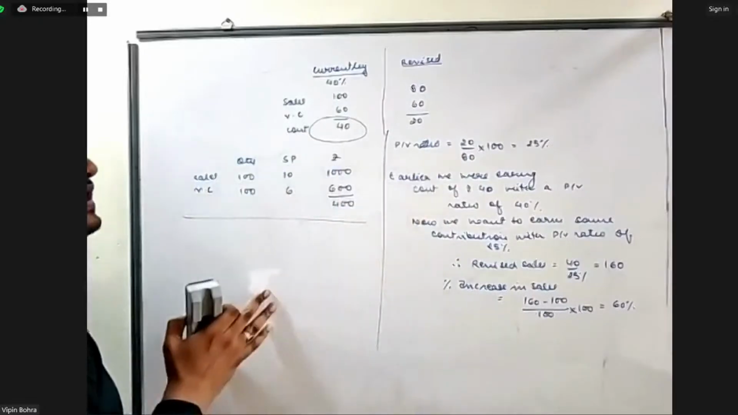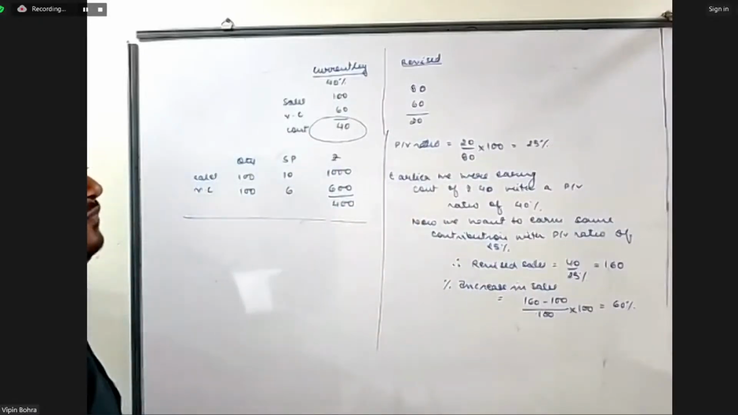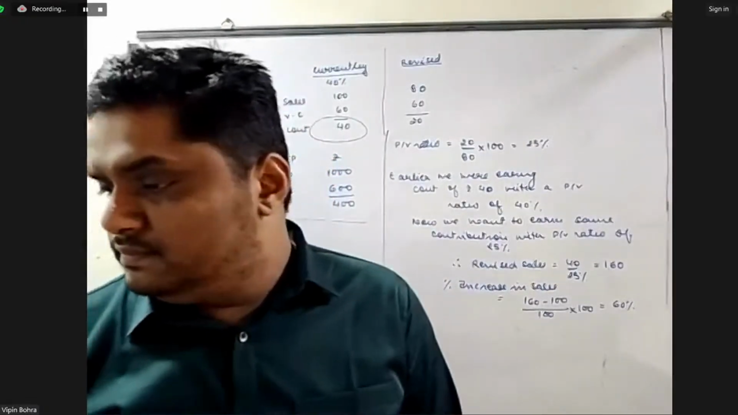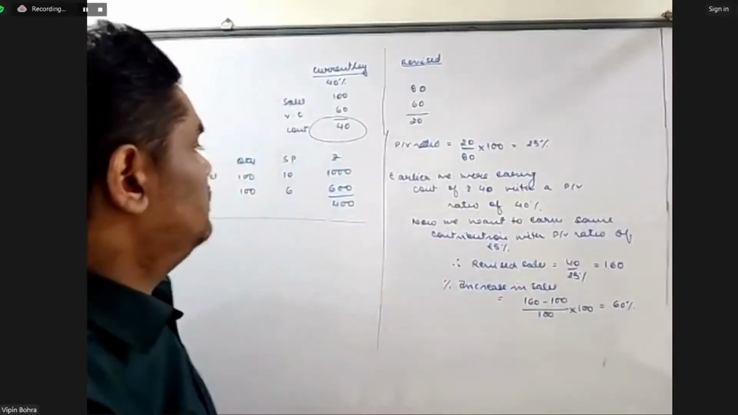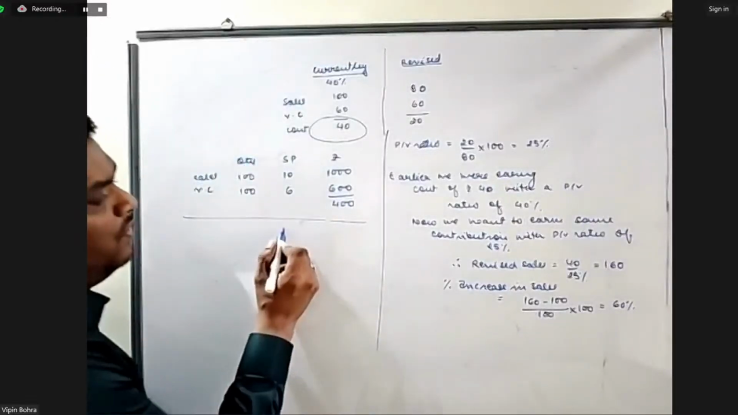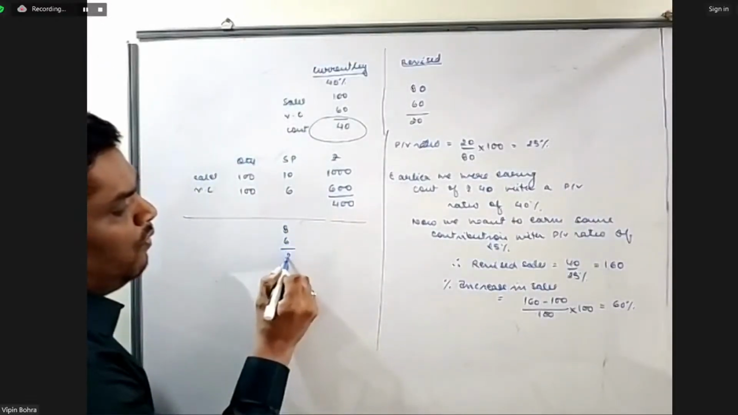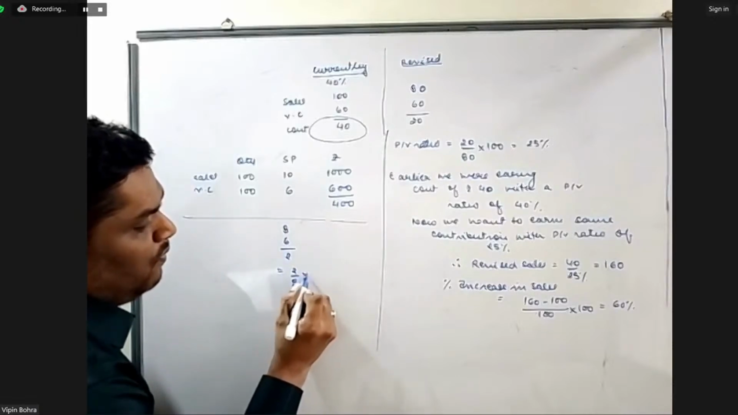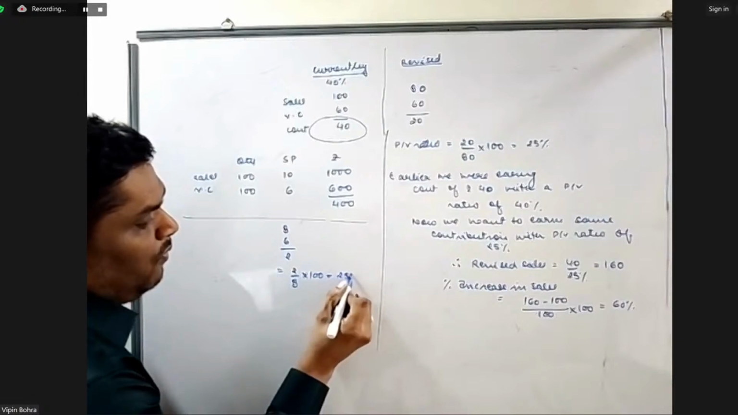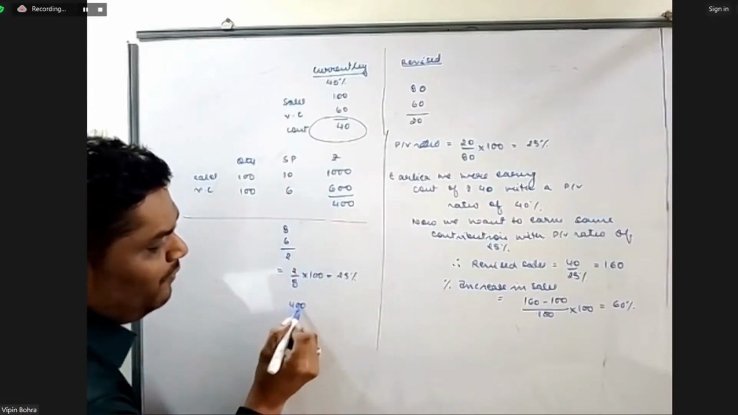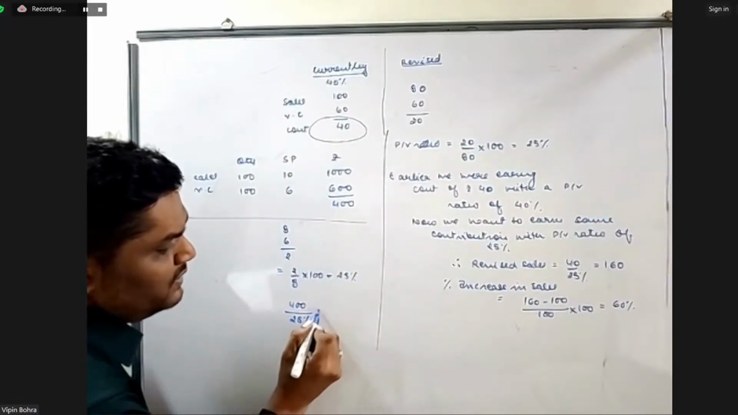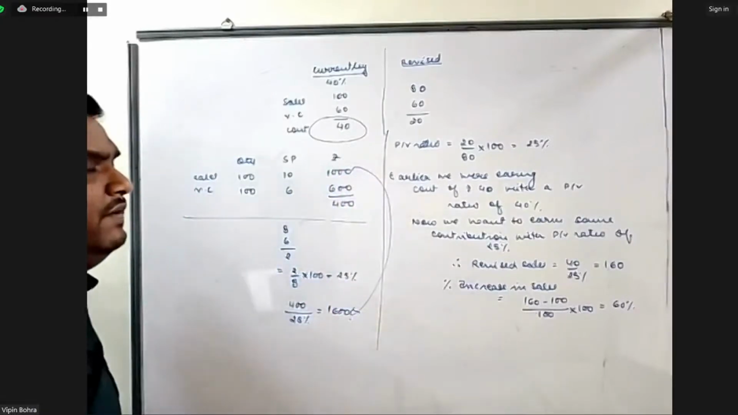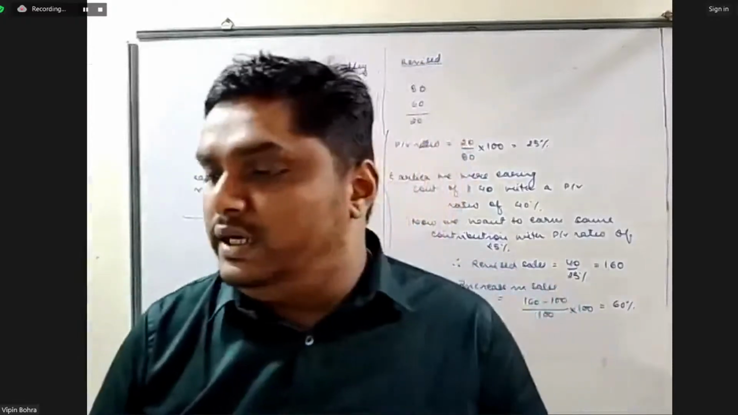You can put the effect of the revised selling price to earn the same amount of profit. Now we want to earn the same amount of profit, 400 divided by 25%. So this will be 1600. So we can say from 1000 to 1600, we need 60% increase in the sales quantity.